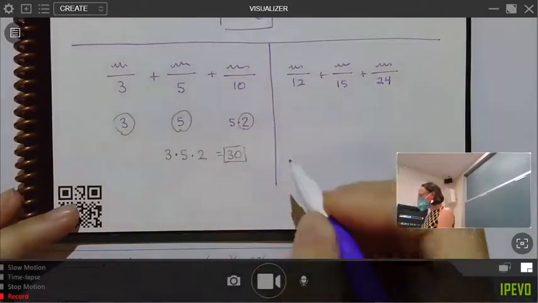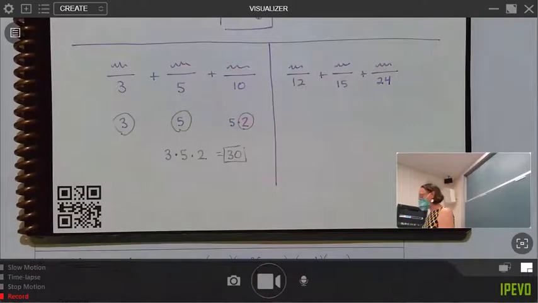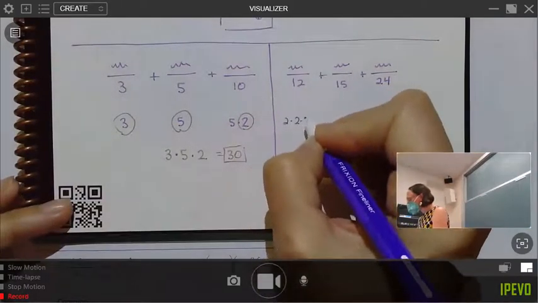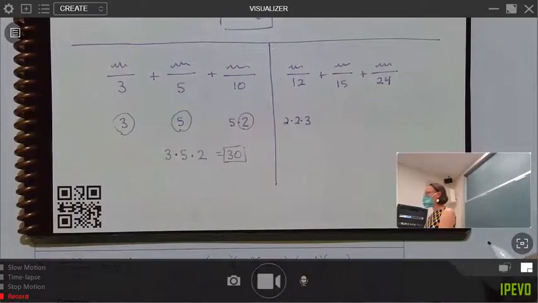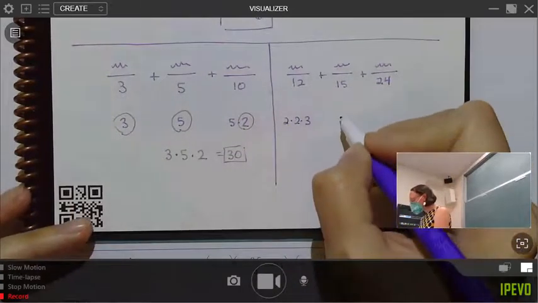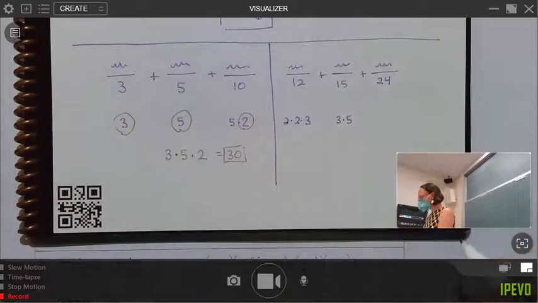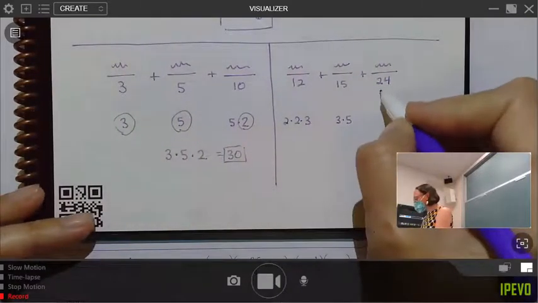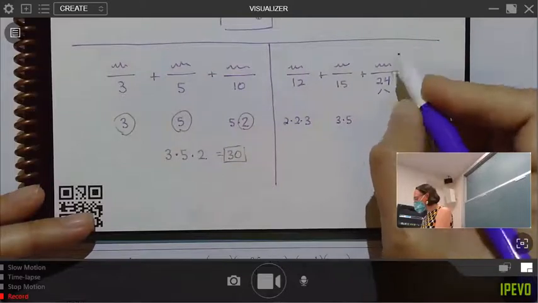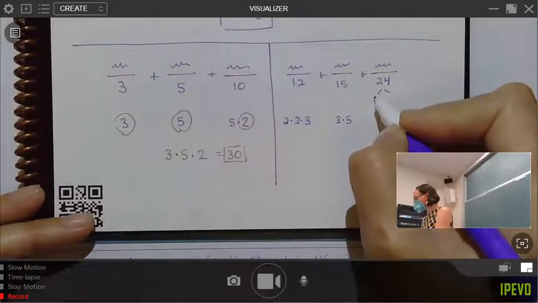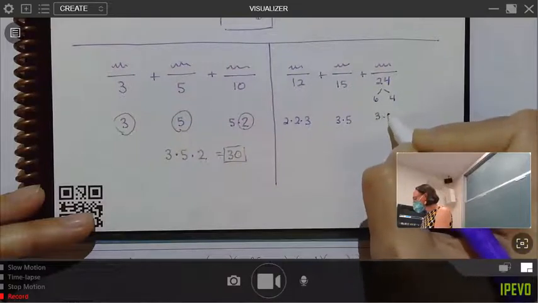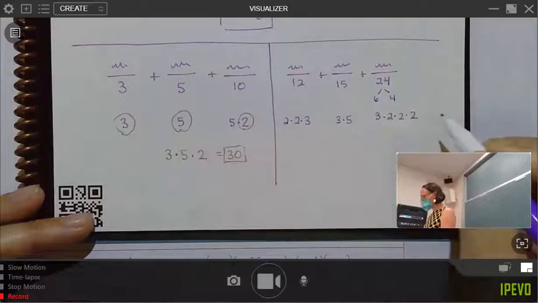I'm going to break each of these up into their prime factorization. So 12 is 2 times 2 times 3. 15 is 3 times 5. And 24, well, I can't do this quite in my head, but that's 6 times 4. So that must be 3 times 2 times 2 times 2.